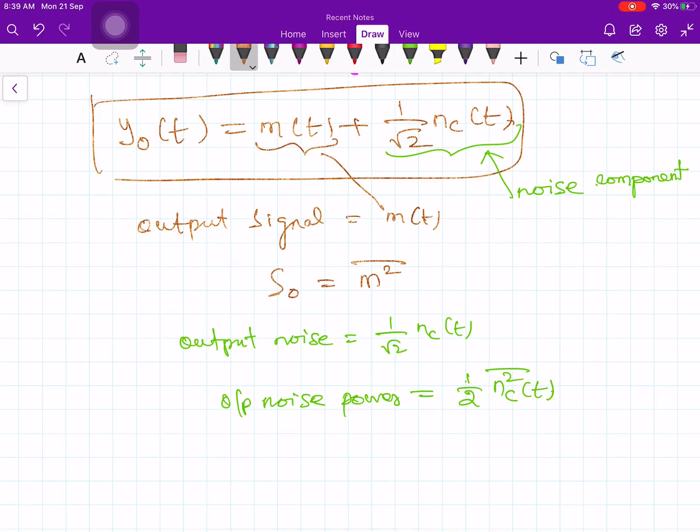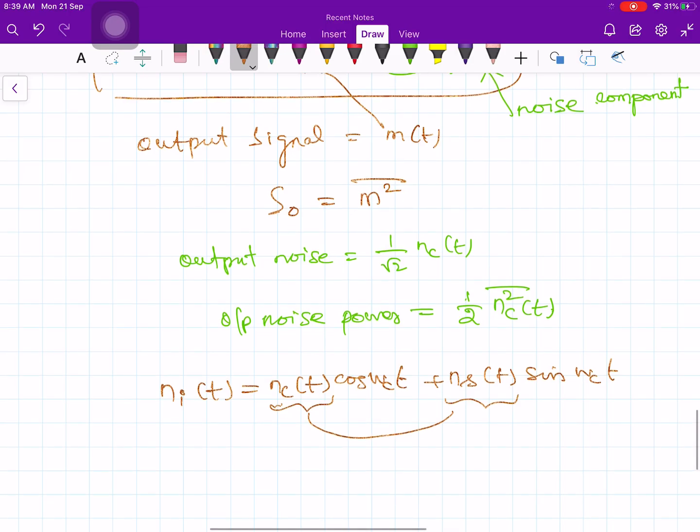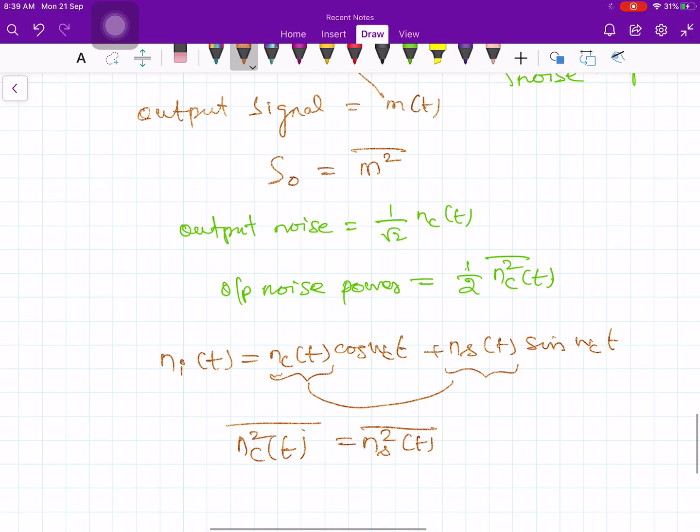The band pass noise is denoted by ni of t is equal to nc of t cos omega ct plus ns of t sin omega ct. Okay, so what I am trying to say here is the power of nc of t is the same as the power of ns of t. So nc square of t power is the same as ns square of t. You can prove this mathematically.